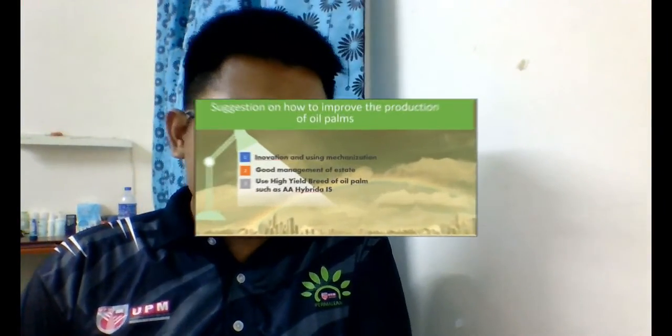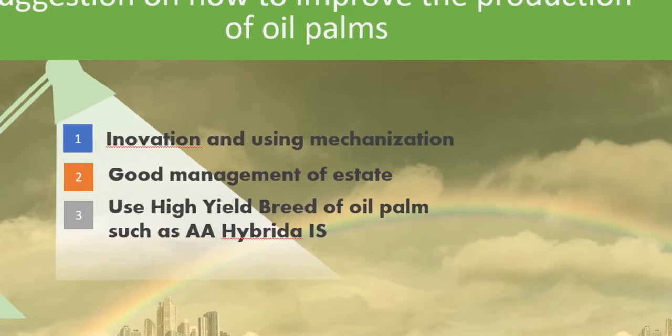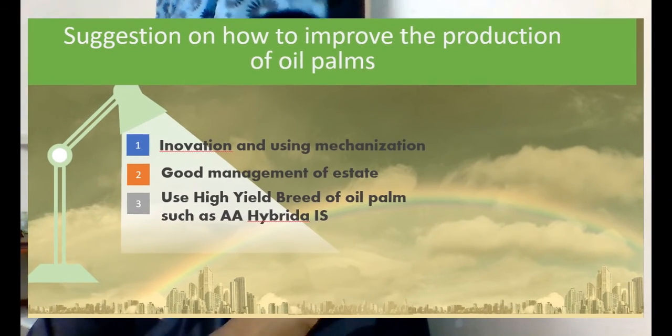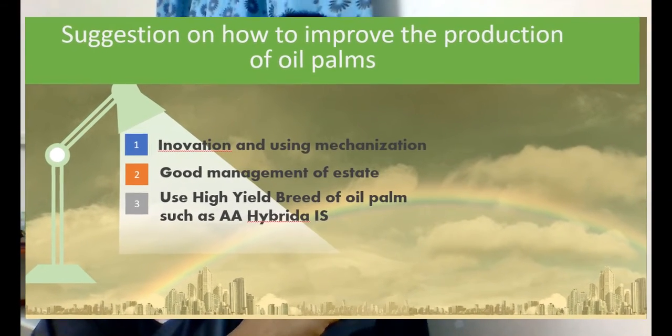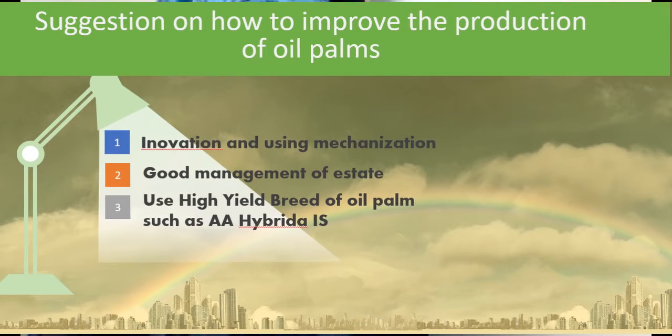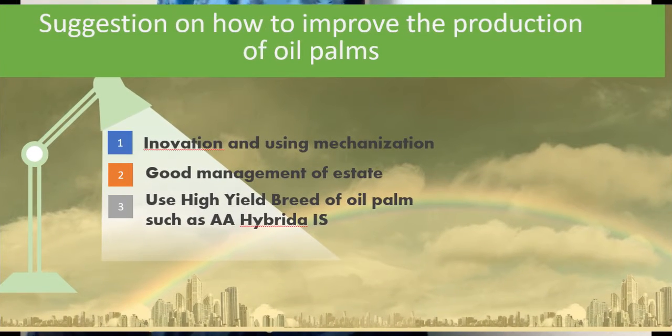Okay, now into my last part. The title of my part is suggestions on how to improve the yield of oil palm. Okay, firstly, the first suggestion that can be made is to improve our innovations and usage of mechanization in our oil palm estates.